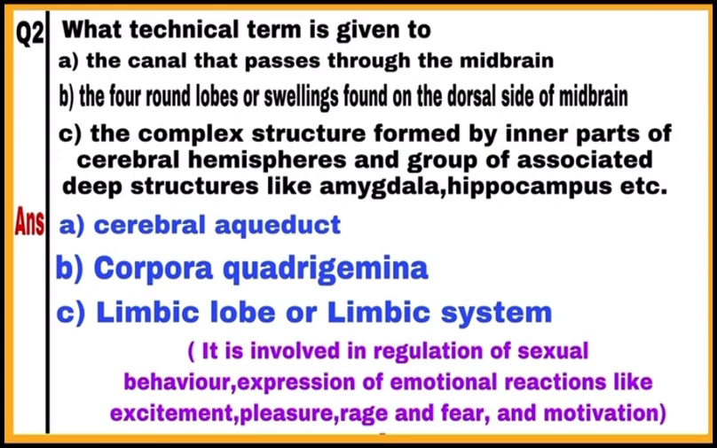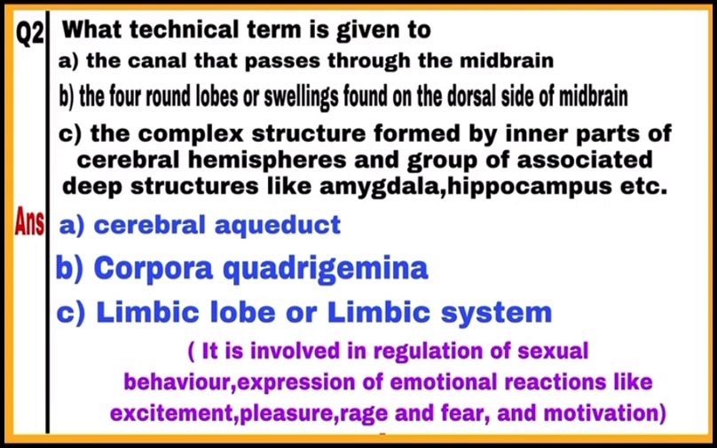Question number 2. What technical term is given to A, the canal that passes through the midbrain? It is cerebral aqueduct which passes through the midbrain. B. The four round lobes or swellings found on the dorsal side of midbrain. The dorsal portion of the midbrain consists of mainly four round swellings or lobes. They are called as corpora quadrigemina.